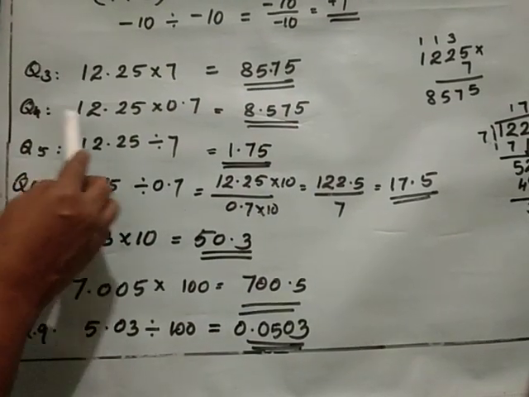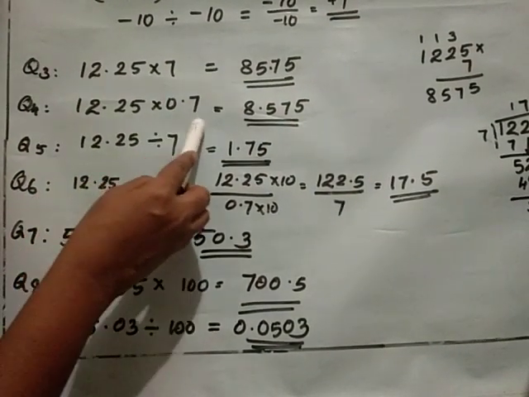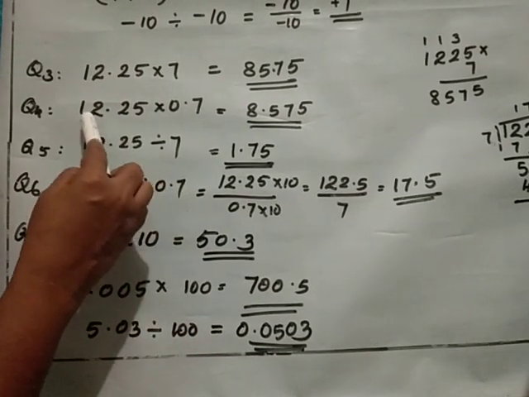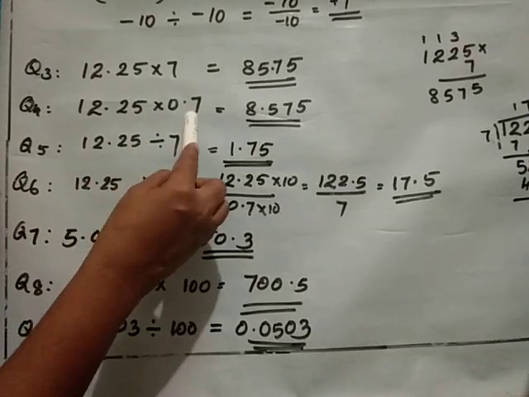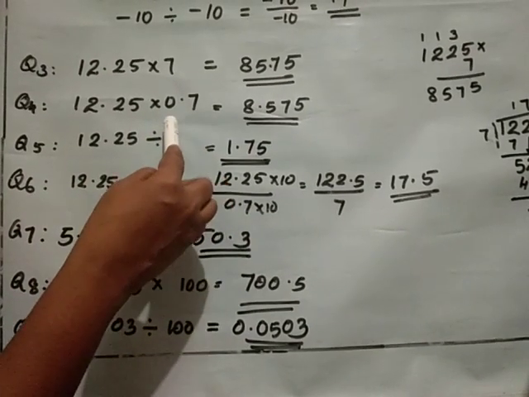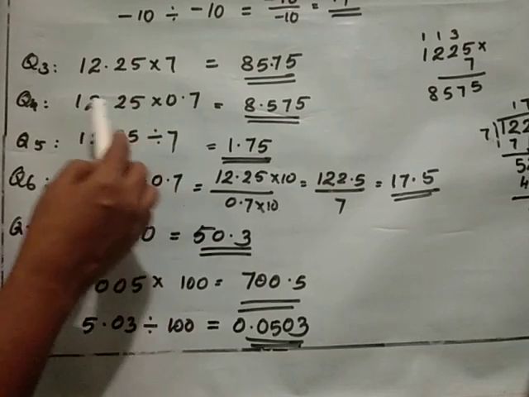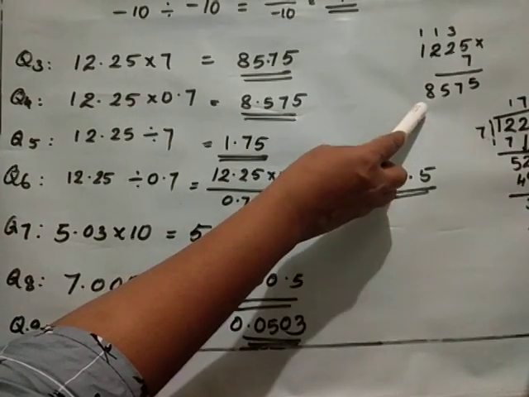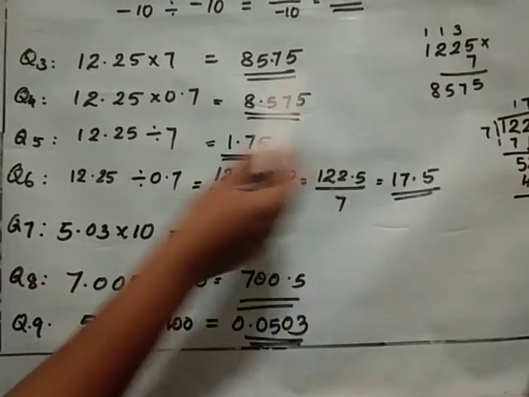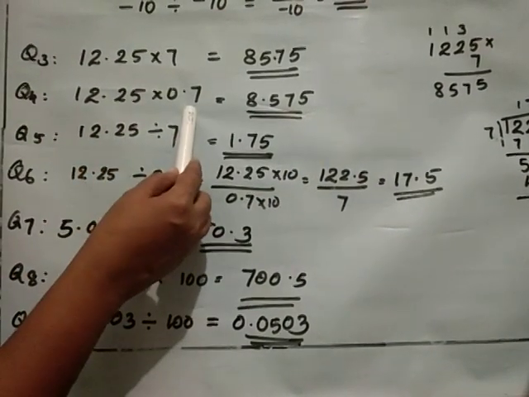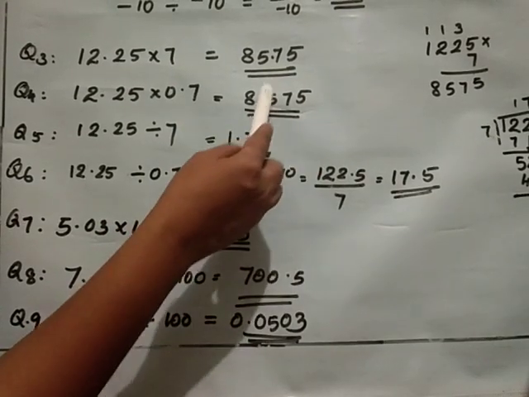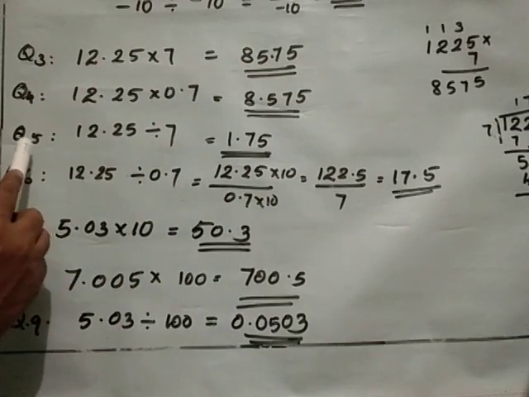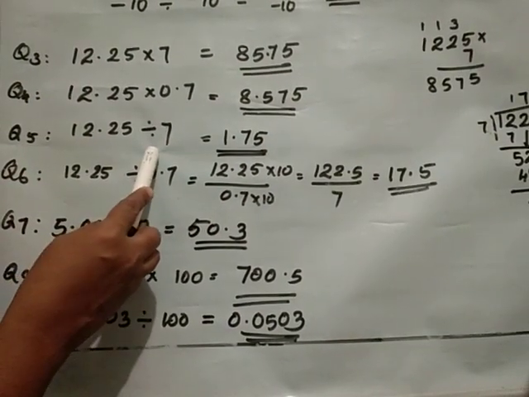Question number 4: 12.25 into 0.7. Here, how many decimal places in total? 12.25 has 2 decimal places, and 0.7 has 1 decimal place. So without decimals the numbers are 1225 into 7. That gives 8575. Then total 3 decimal places, so in the answer from the rightmost place, 3 places after we put the decimal. Clear? Okay.